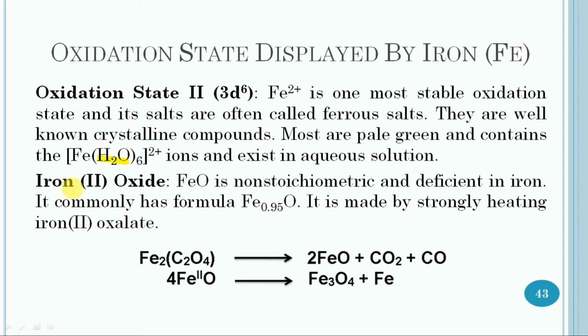Iron 2 oxide. Iron 2 oxide is non-stoichiometric and deficient in iron. It commonly has the formula Fe0.95O. It is made by strongly heating iron 2 oxalate in vacuum and then quenching to prevent its disproportionation.